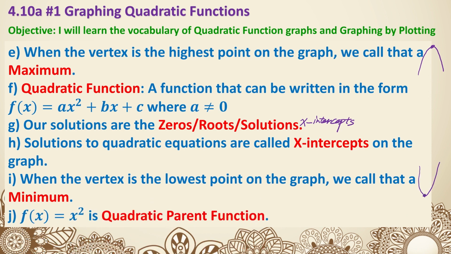And lastly, f of x equals x squared, that's a quadratic parent function. That basically means it takes the most basic form of a quadratic function with nothing else. Like you see no x, no number, and the x squared doesn't even have a number in the front. So that's the most basic form.